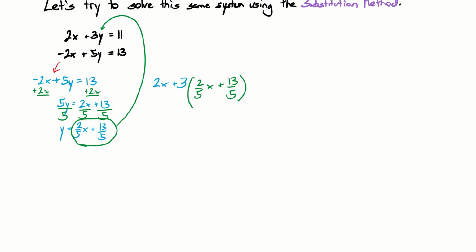And of course, that is still equal to 11. Whew, and I've got to solve for x now. All right, well, I'm going to distribute the 3. So I get 3 times 2/5. Well, 3 times 2 is 6.